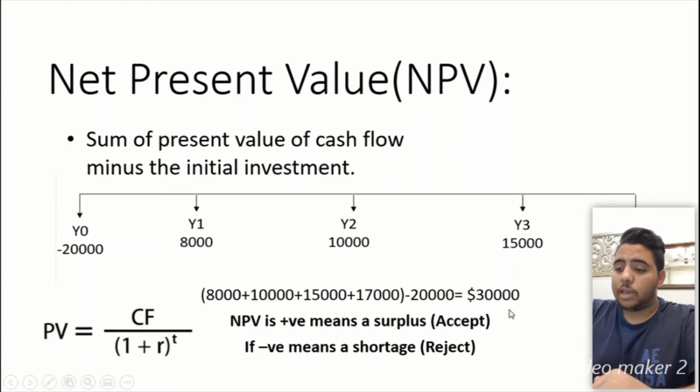Then if the NPV is positive, we have a surplus, then we accept. If it's negative, then we have a shortage, then we reject.